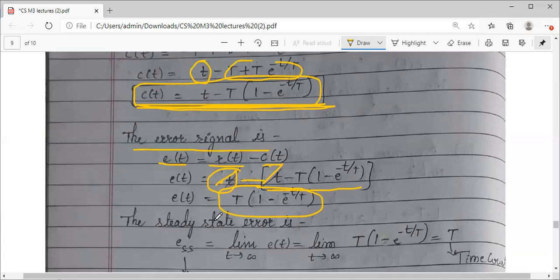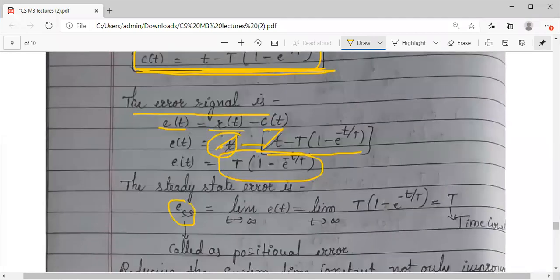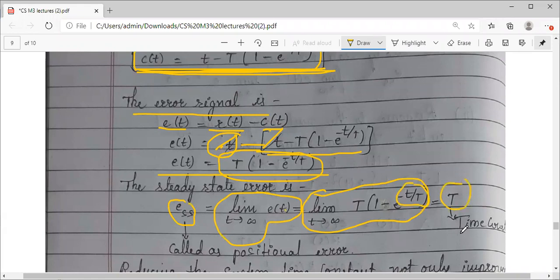Coming to steady state error, as I told you, steady state error is got by applying the limit as t tends to infinity. So whatever error has come, apply the limit to it. If you apply the limit as t tends to infinity, e raised to minus infinity will be 0. So you will be left with capital T. T is what? Time constant. And in case of a ramp signal, when you apply a ramp signal as the input to the system, we know the steady state error we get, we call it a positional error in the case of ramp only.